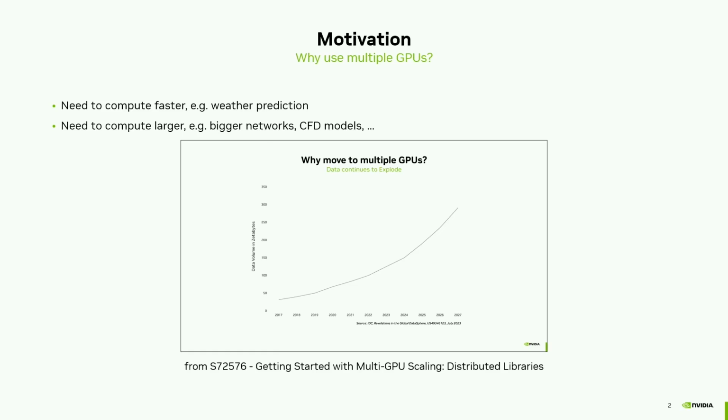I repeat a motivation from one of the talks earlier this day. You all probably know this. Why use multiple GPUs? Sometimes you just need to compute faster because you need to match a quality of service requirement, like in weather prediction, where you should be faster than real time, otherwise you're not predicting the future. Or you just need to compute larger LLM models, higher resolution CFD models. As Mats has shown this morning, the data is going to explode, so you really need multiple GPUs to really put that data into reasonable action.